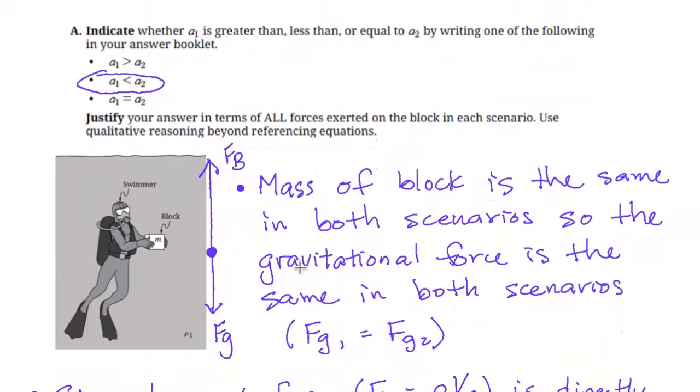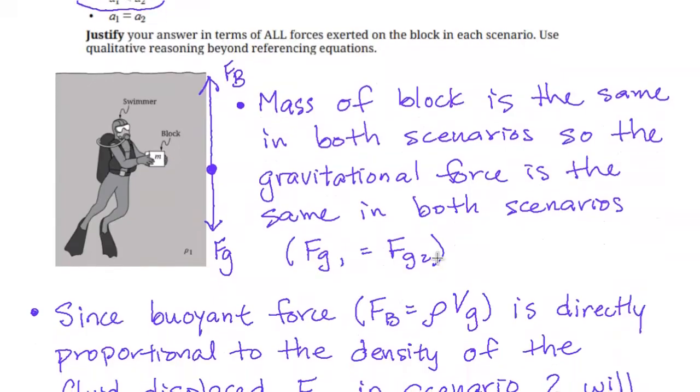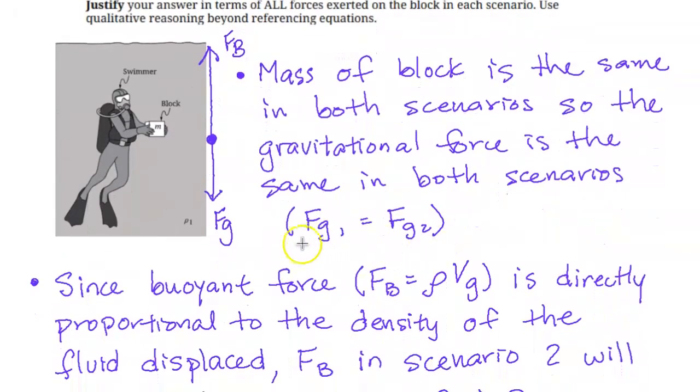So the first thing we're going to do is to draw a force diagram. So we have gravitational force down and we have buoyant force going up. Now the mass of the block in both situations is the same, so the gravitational force is the same in both scenarios. However, the buoyant force is going to be different because the buoyant force is directly proportional to the density of the fluid displaced.